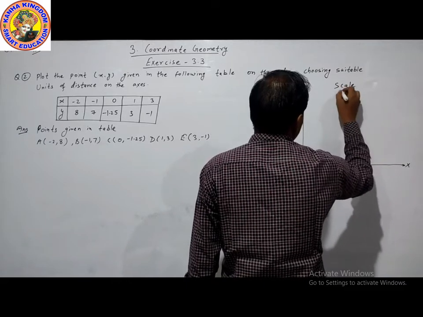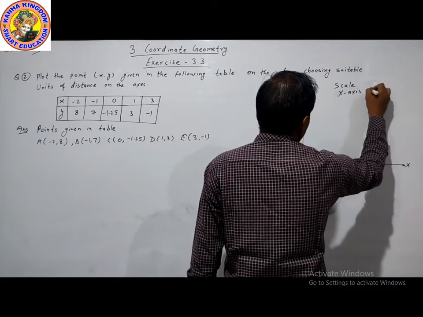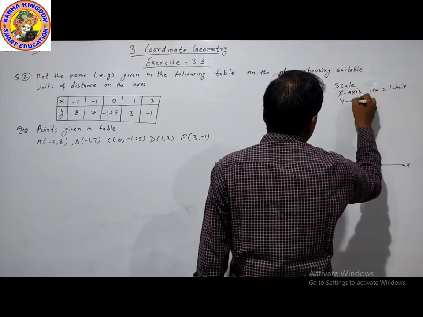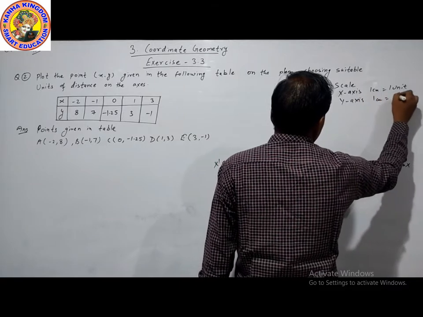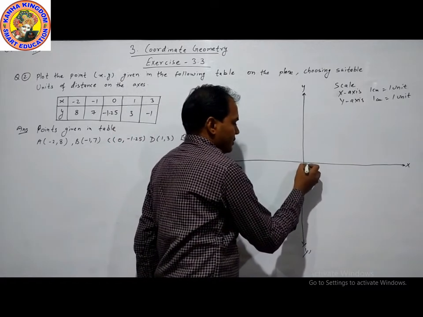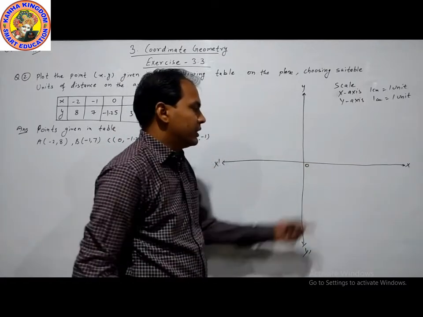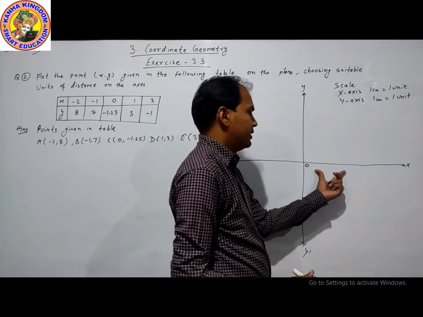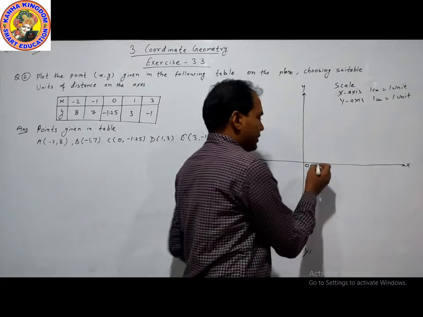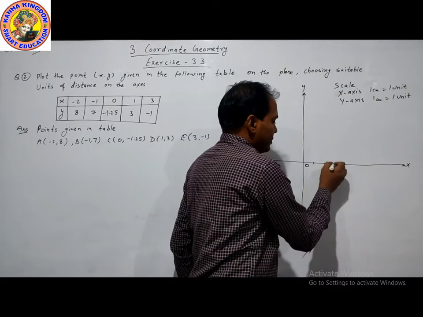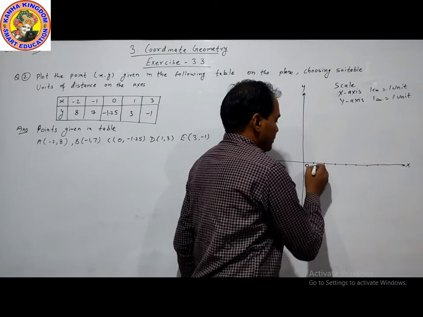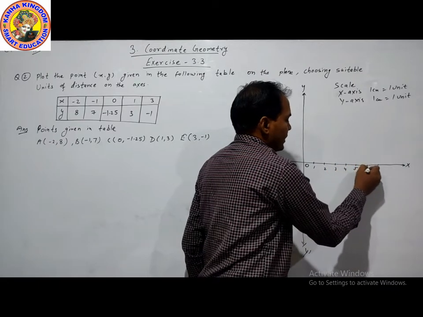On the x-axis, 1 centimeter is equal to 1 unit, and on the y-axis, 1 centimeter is equal to 1 unit. Now this is our origin, the 0 point. Take the scale here and mark dots on each centimeter: 1 centimeter, 2, 3, 4, 5, 6, 7.